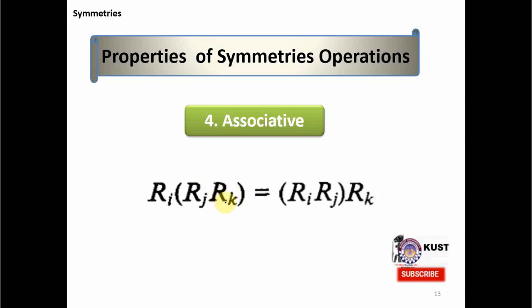For example, first I do Rk, then I do Rj, and after them I do Ri. These are, for example, a flip, a rotation, and then a flip again or a rotation again. And if I change the order, for example, I decide not to do Rk first and Rj second and Ri third, but I do Rj first and then Ri and lastly Rk, because this parenthesis is telling us which two operations shall be done first.